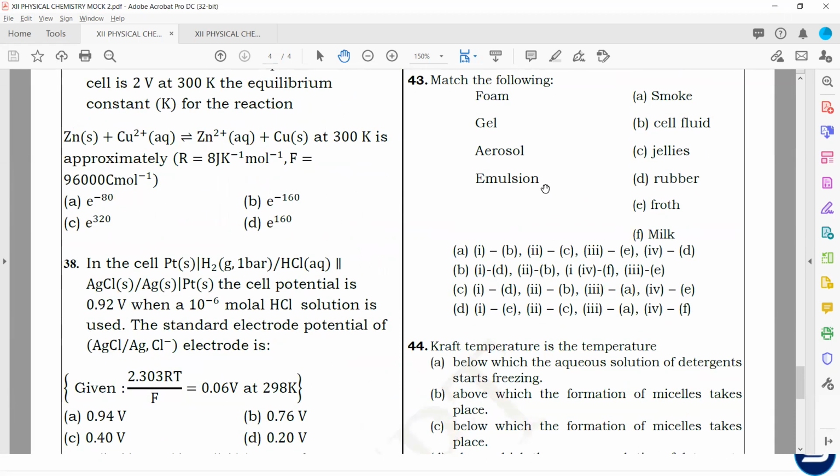43 is simple. Foam is a type of which colloid? Gas in liquid. So the example for that is froth. Gel, jellies. Aerosol, smoke. An emulsion, special example is milk. That is option D.